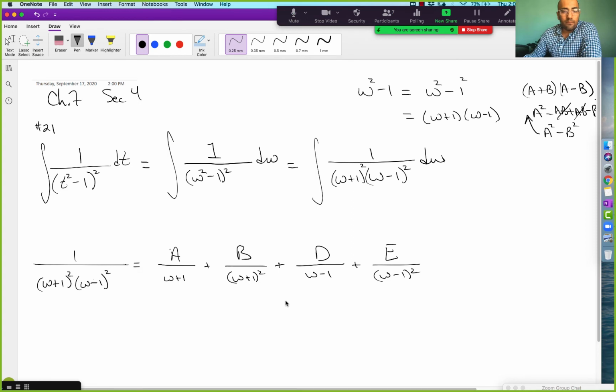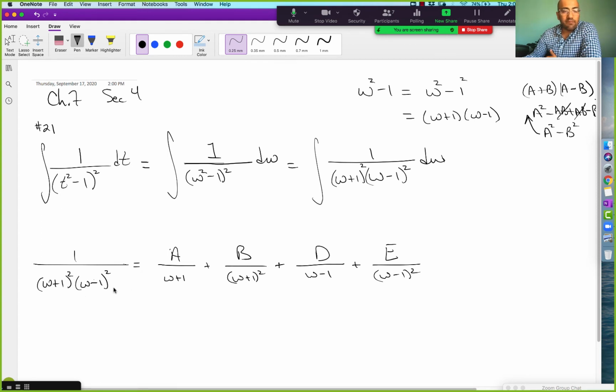Good. If this had been cubed, then we'd have to go one more. So when we have a repeated factor, we have to assign a different fraction to each one of those factors, starting with a power of 1, then a 2, then a 3, all the way up until you get to that power. Good, so I hope that pattern is clear.